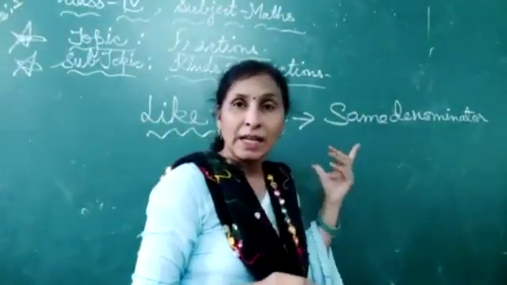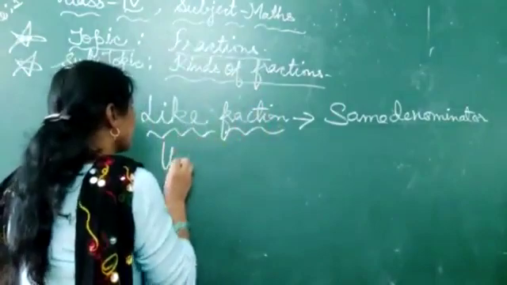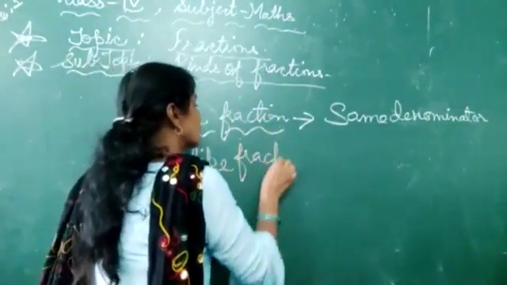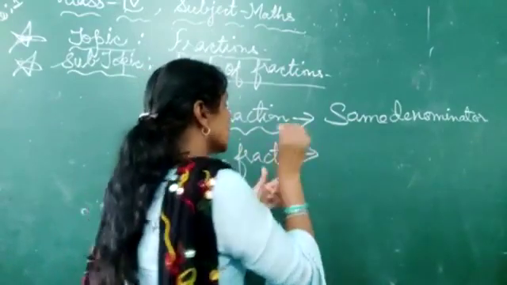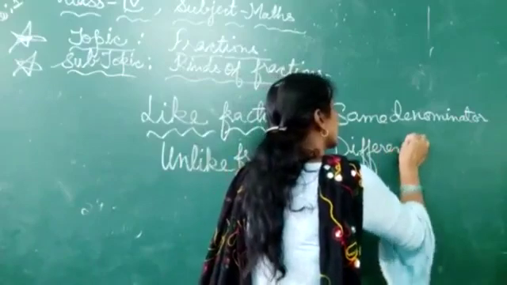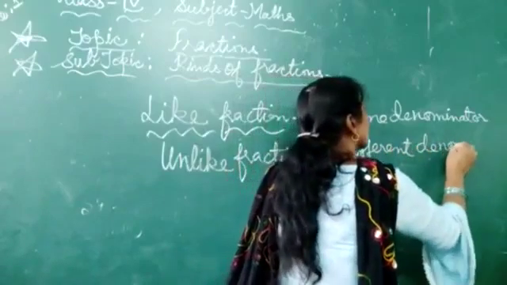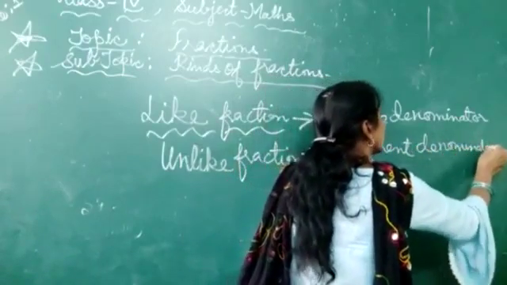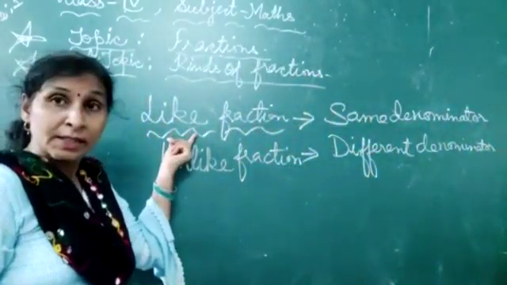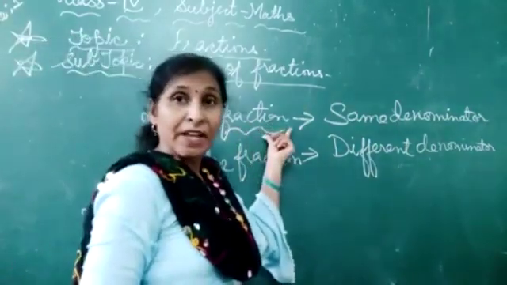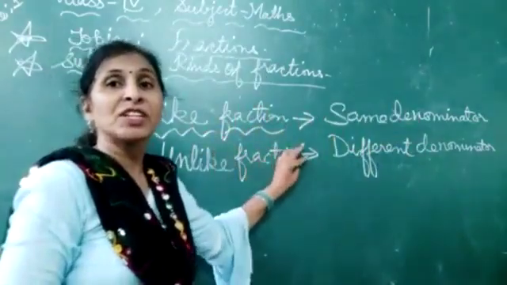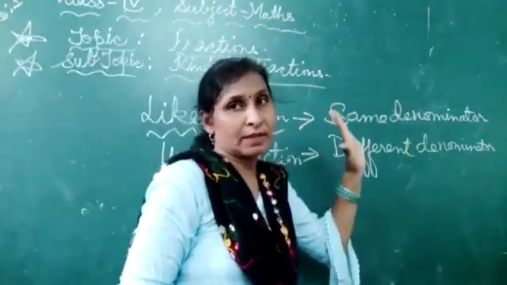The unlike fraction. First, I will explain the meaning of this. Unlike fraction, different denominator. Now, children, it's clear to you. In like fraction, it means the same denominator. In unlike fraction, the different denominators.